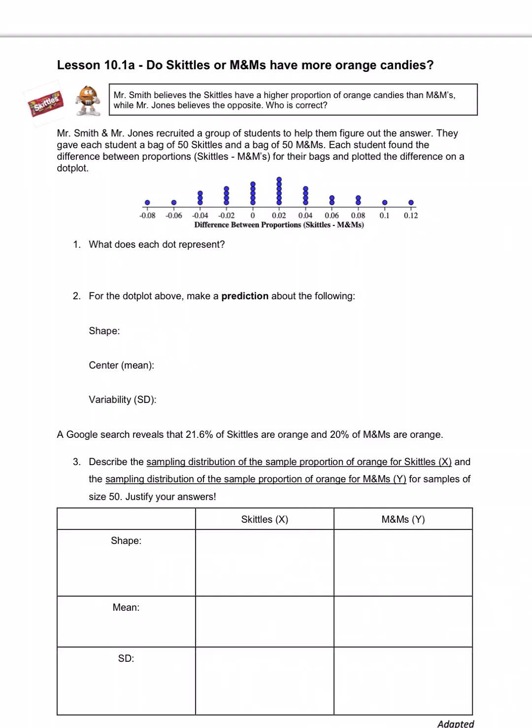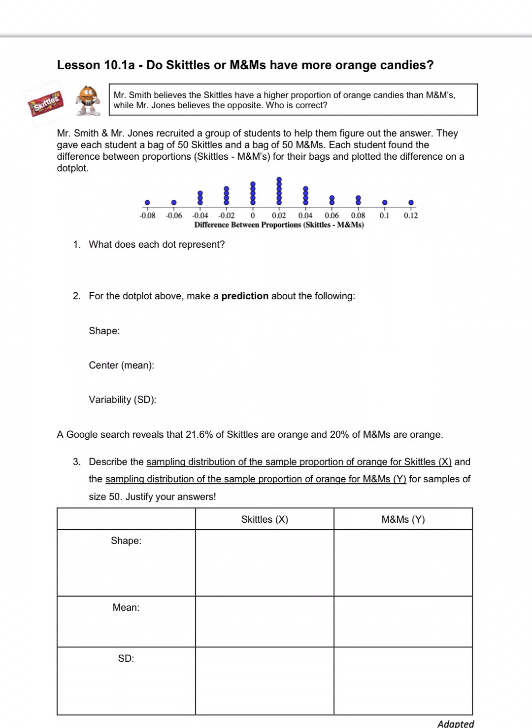All right, do Skittles or M&Ms have more orange candies? So Mr. Smith believes that Skittles has a higher proportion of orange than M&Ms, but Mr. Jones believes it's the opposite. So who's correct? So Mr. Smith and Mr. Jones recruited a group of students to help them figure it out.